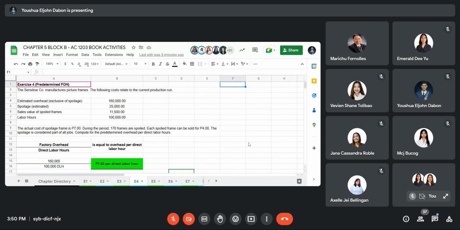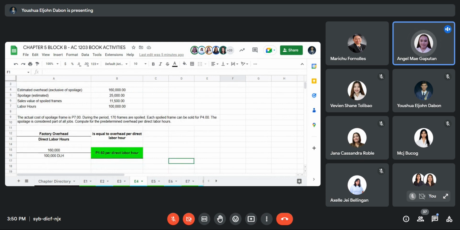So now let's move to exercise 5-4. Sensitive Corporation manufactures picture frames. The following costs relate to the current production run. Estimated overhead exclusive of spoilage is 160,000. Spoilage estimated is 25,000. Sales value of spoiled frames is 11,500 and labor hours is 100,000. So the actual cost of a spoiled frame is 7 pesos. During the period, 170 frames are spoiled. Each spoiled frame can be sold for 4 pesos. The spoilage is considered part of all jobs. Compute the predetermined overhead per direct labor hour.